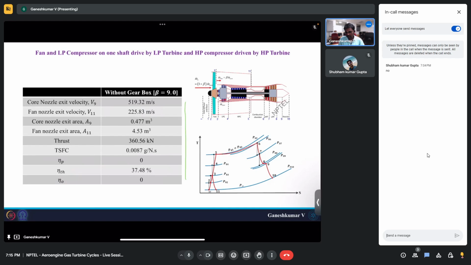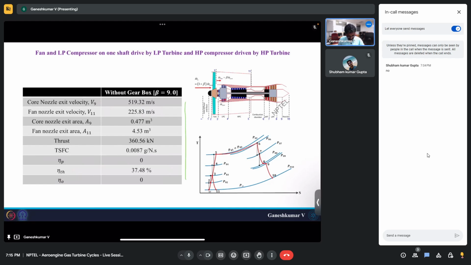Now the thermal efficiency is 37.48 percent, and propulsive and overall efficiency is 0, that we already know. So let's go forward and solve for the geared turbofan with the bypass ratio of 14.